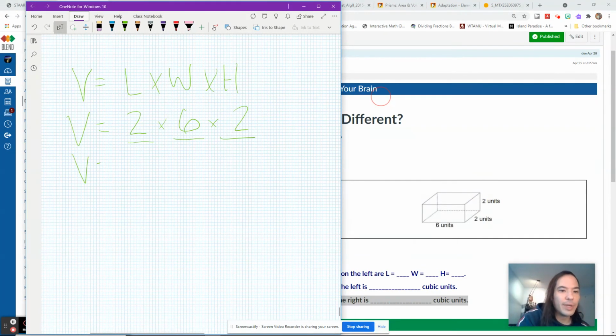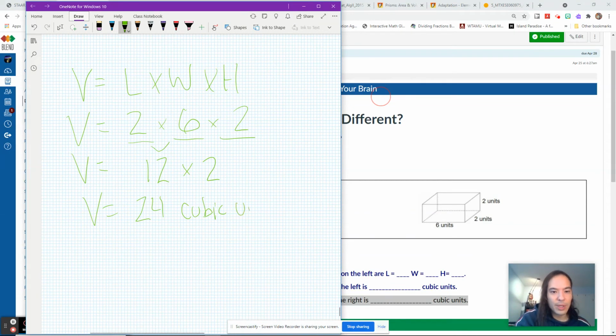So my volume is equal to, let's just do this one bit at a time. Now we found our base by multiplying length times width, so 2 times 6 equals 12. That's our base, 12 cubic units. So now we just need to multiply 12 cubic units by 2 layers because it's 2 layers tall, and that tells us that our volume is 24 cubic units.